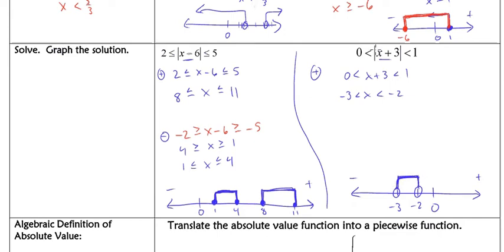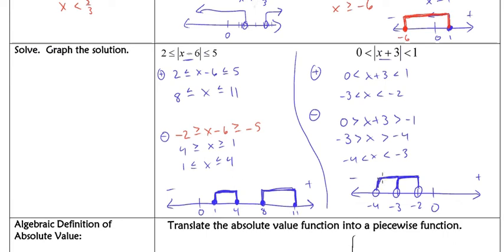Next we have, what if x plus 3 is negative? And so we'll have negative 0, which is just 0. So 0 is greater than x plus 3, which is greater than negative 1. Subtract 3 from all sides, and we get negative 3 is greater than x, which is greater than negative 4. So negative 4 is less than x, and that's less than negative 3. And so here we've got open circle at negative 4, and shading over to negative 3.